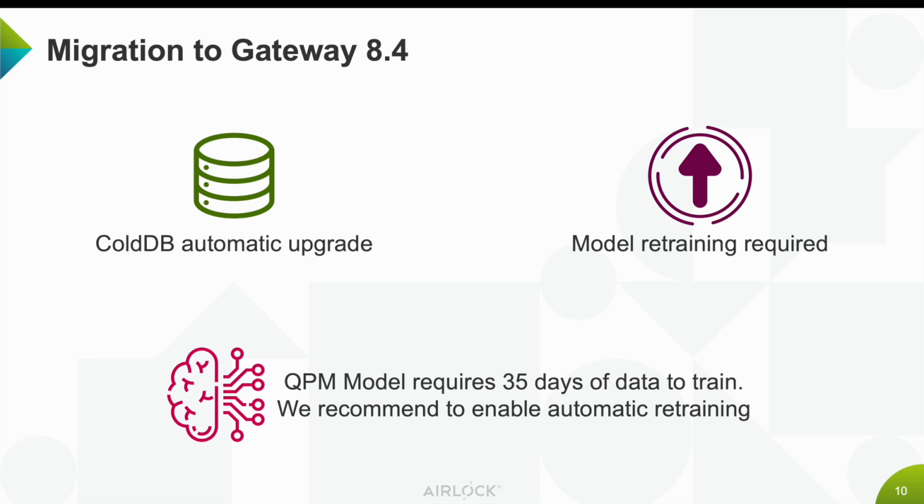For the QPM model, we have an exception that you need to remember. The QPM model requires 35 days of data to train. There's no way we can work around that because the parameters that you're using are really application specific. There's nothing we can do to supply that. What we recommend is that you enable automatic retraining and enforcement. And once you do that, then after 36 days, Anomaly Shield will automatically detect that it now has the full 35 days of data.